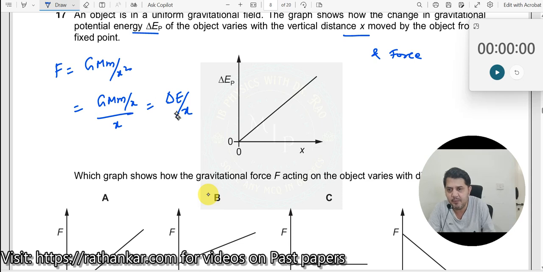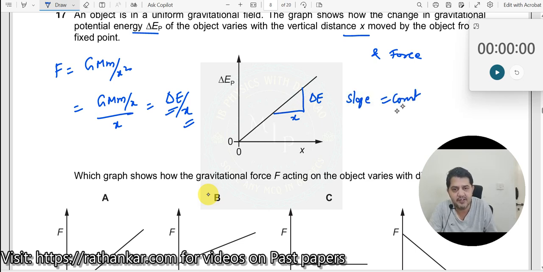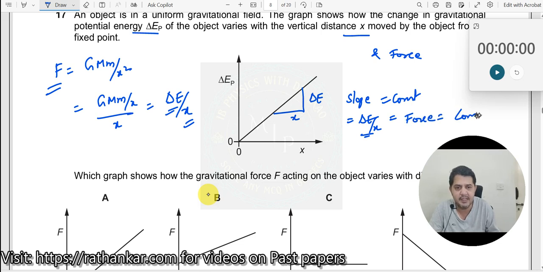So when you plot a graph of delta E versus x, what do you get here? If you find the slope of delta E versus x, what is the slope? The slope is seen to be a constant. What do we mean by slope here? Slope here, delta E by x, is nothing but the force, right? According to the formula, delta E by x is nothing but force. So you can say that the force here is seen to be a constant.